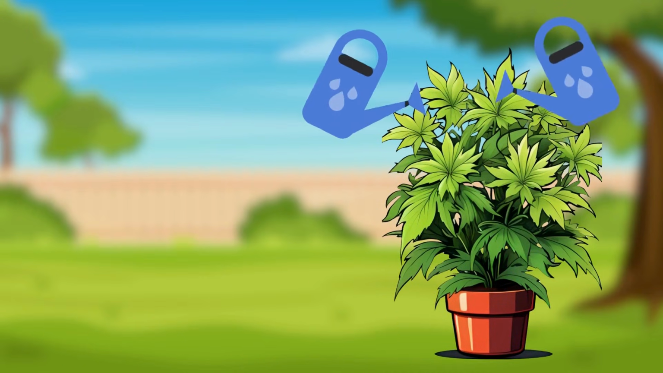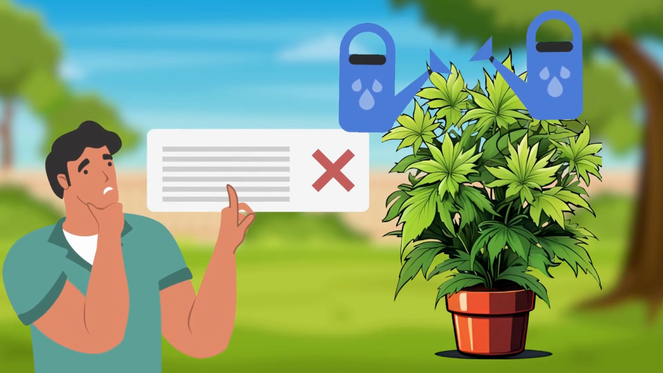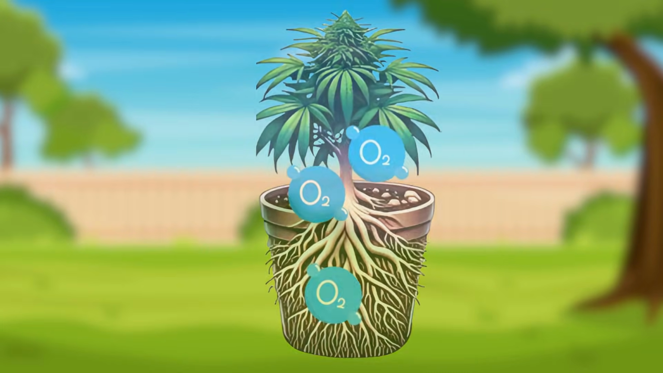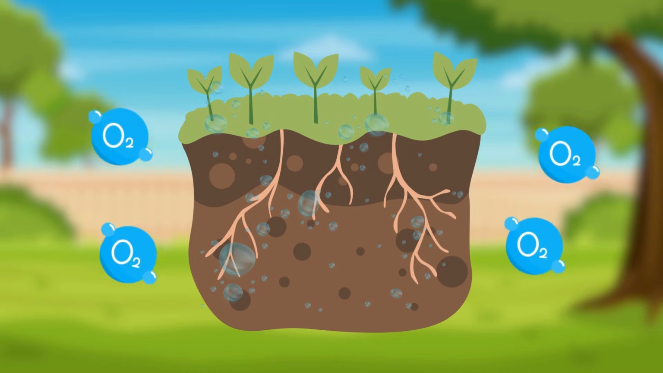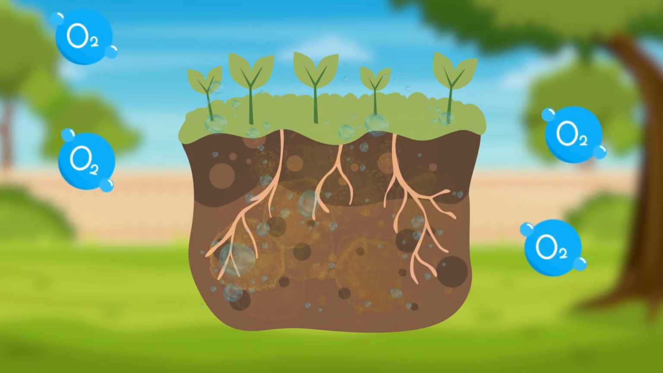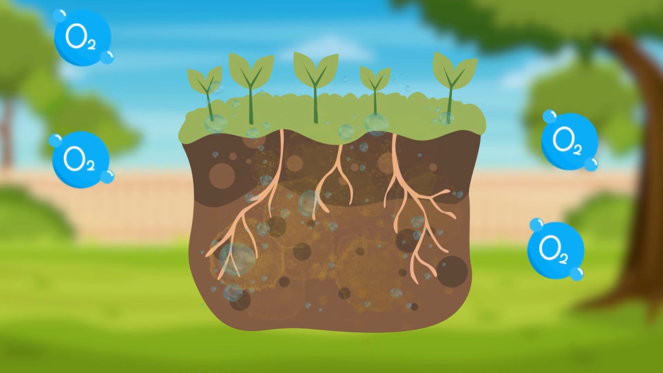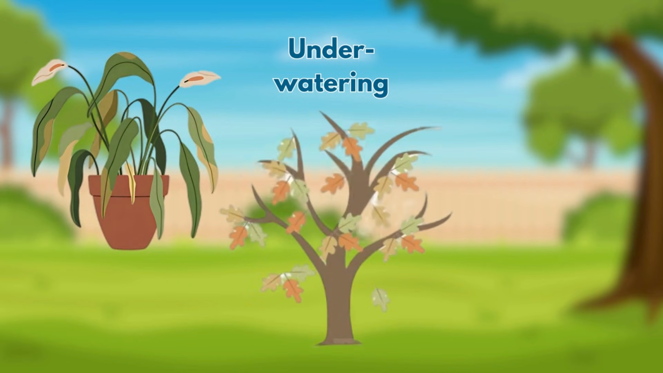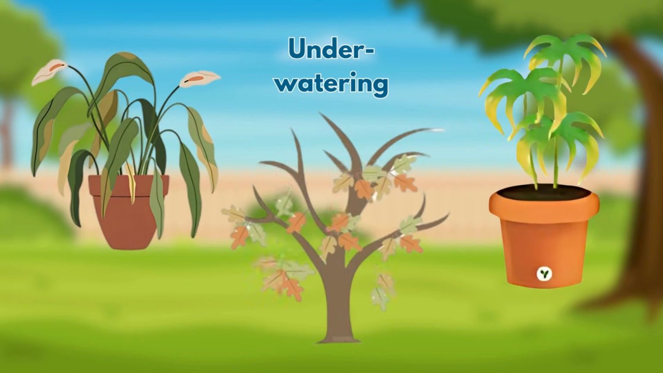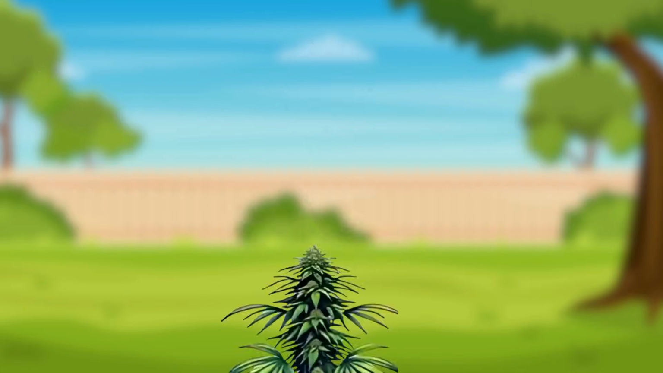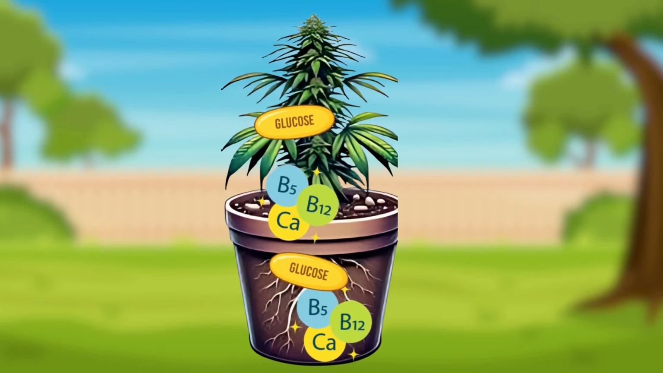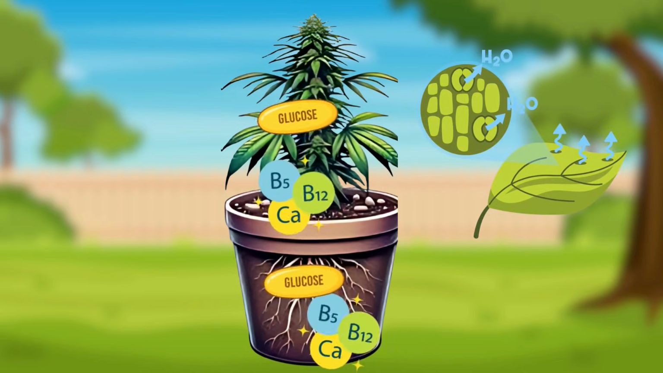Water is essential, but balance is everything. Overwatering is probably the number one mistake beginners make. Roots need oxygen as much as they need moisture. When soil stays soaked, oxygen is pushed out and roots begin to suffocate and rot. The opposite problem is underwatering, where plants wilt, leaves droop, and growth stalls. The key idea is that water is a carrier. It delivers nutrients into the plant, moves sugars around, and helps with temperature regulation through transpiration.